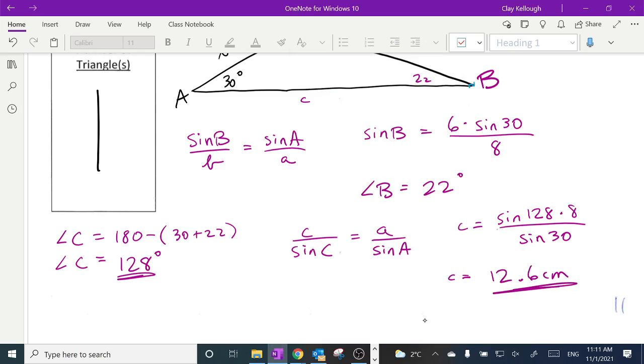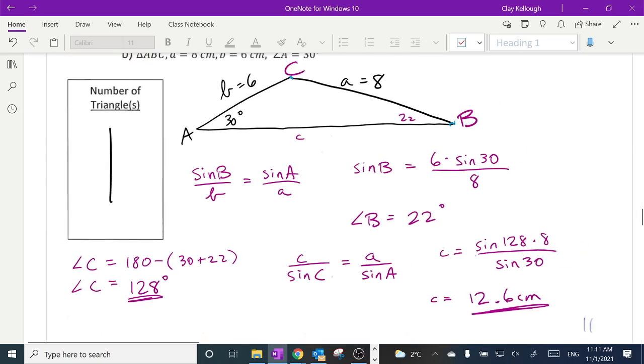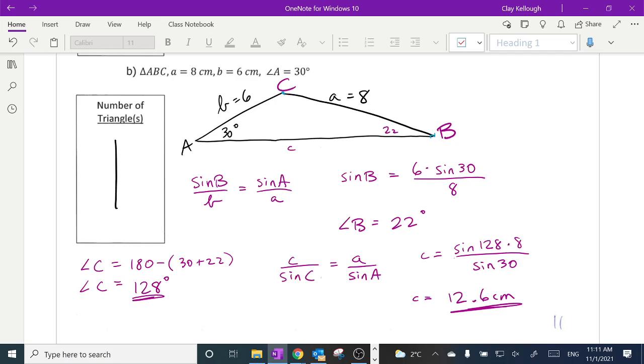Let me shrink that a bit. That's the only way to solve this problem. There is one triangle possible from these three pieces of information. Any questions so far? I'll give you a sec to catch up to me.